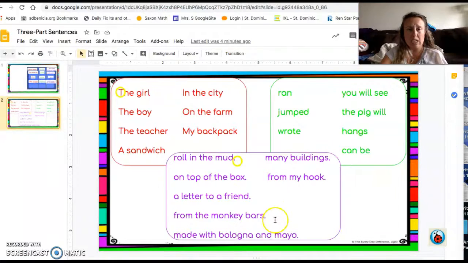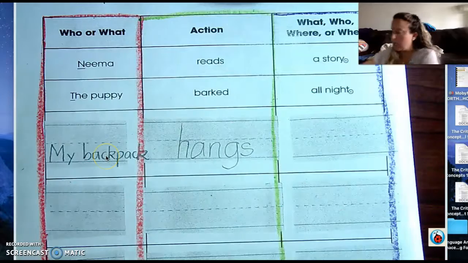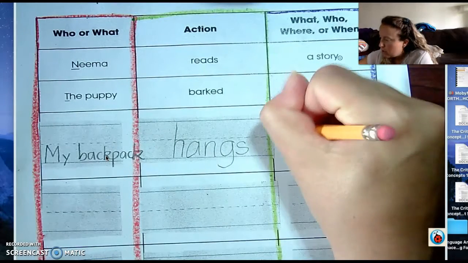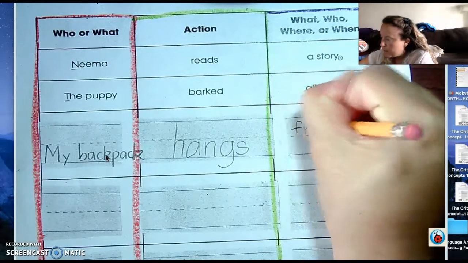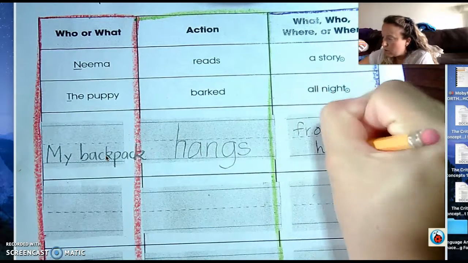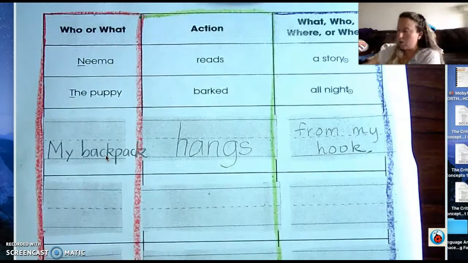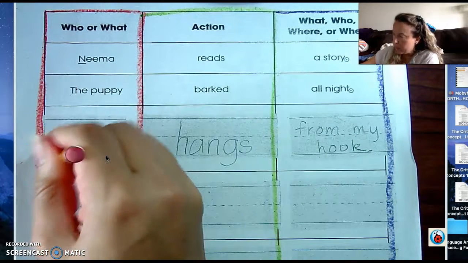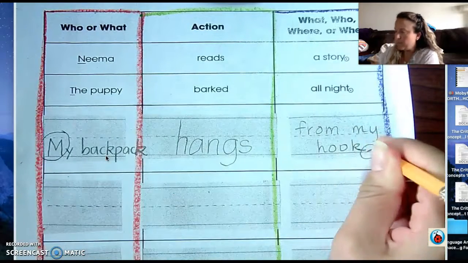Hangs from the monkey bars? Well, it could. Hangs on top of the box? No. Hangs made with bologna and mayo? No. How about hangs from my hook? Just like in kindergarten. It hangs from my hook. And you'll notice that I have my capital and I have my period.